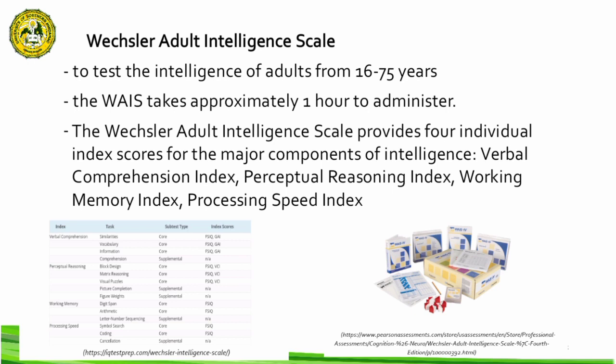So the next is the Wechsler Adult Intelligence Scale. So this scale is used to measure the adults from 16 to 75 years. So this test is approximately administered 1 hour na matapos siya. So the Wechsler Intelligence Scale or WAIS provides 4 individual indexes. Index score for the major components of intelligence, which are the verbal comprehension index, perceptual reasoning index, working memory index, and the processing speed index.